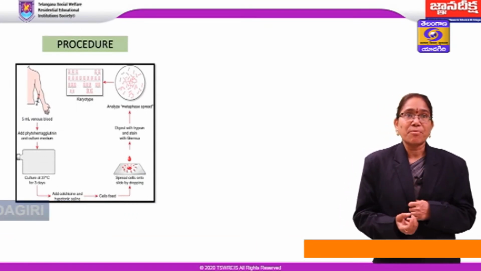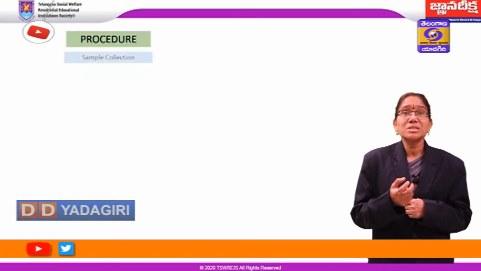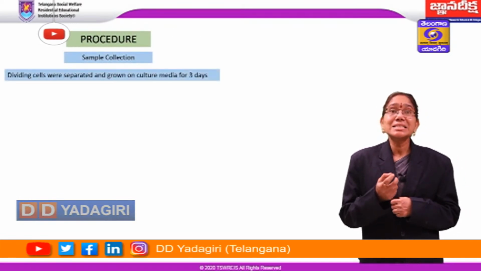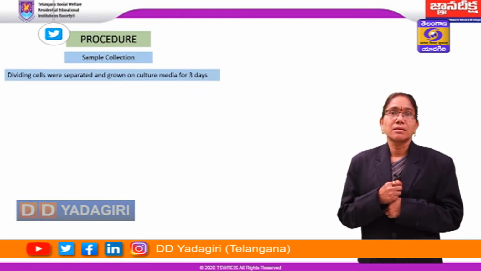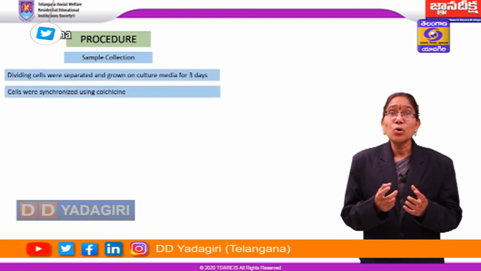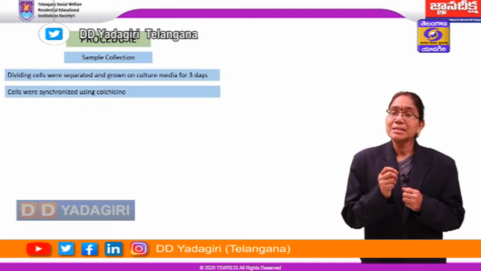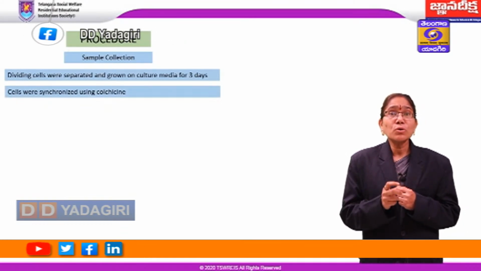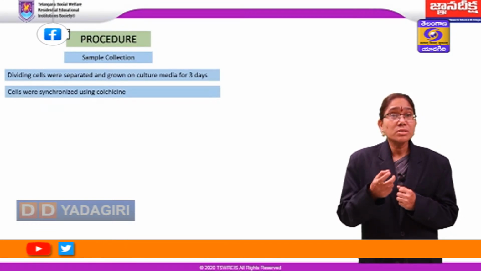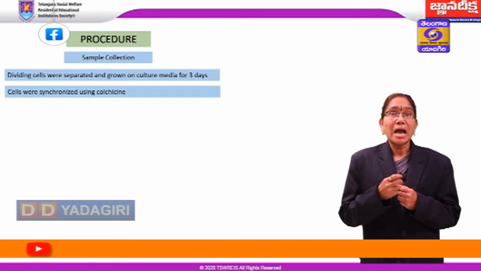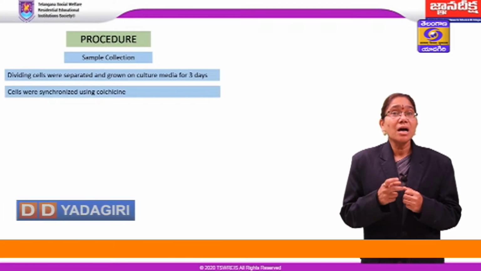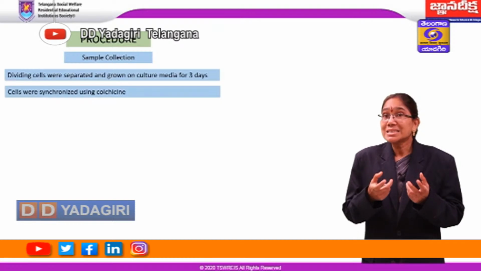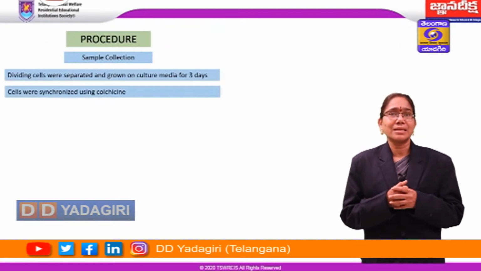After collecting the sample, dividing cells are separated and grown on culture media for 3 days. Then the cells are synchronized at metaphase. Because at metaphase, chromosomes are at their most condensed state and we can visualize the rod-shaped chromosomes, which allows us to identify the changes very easily.